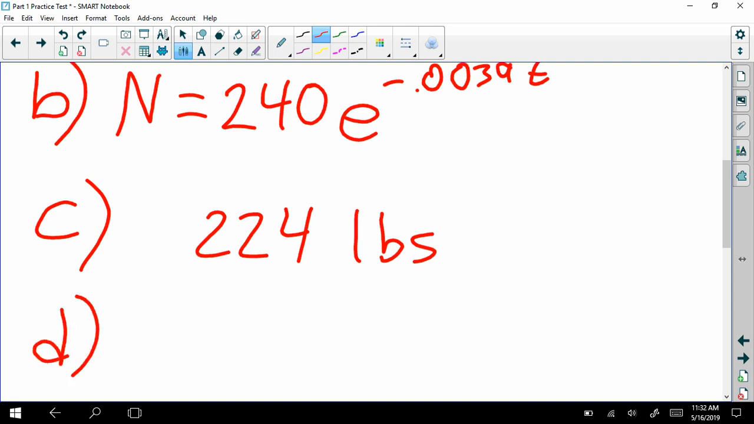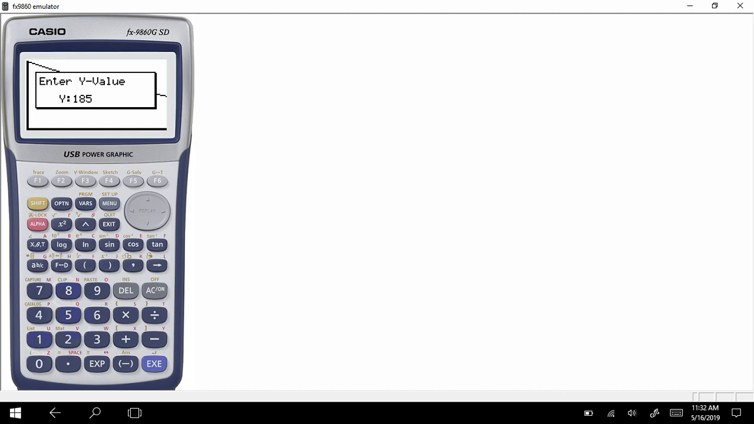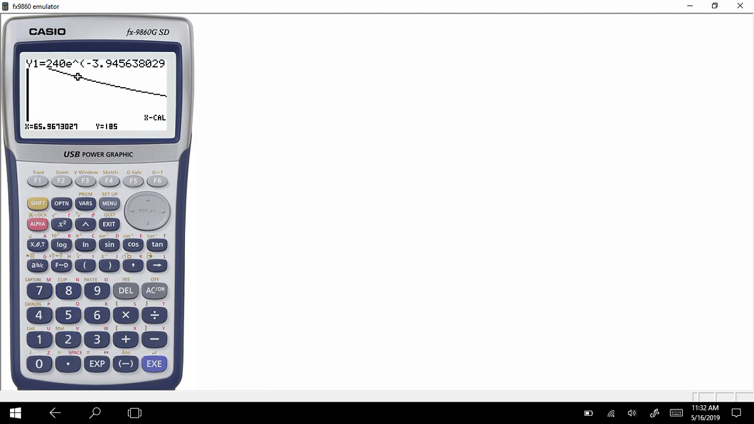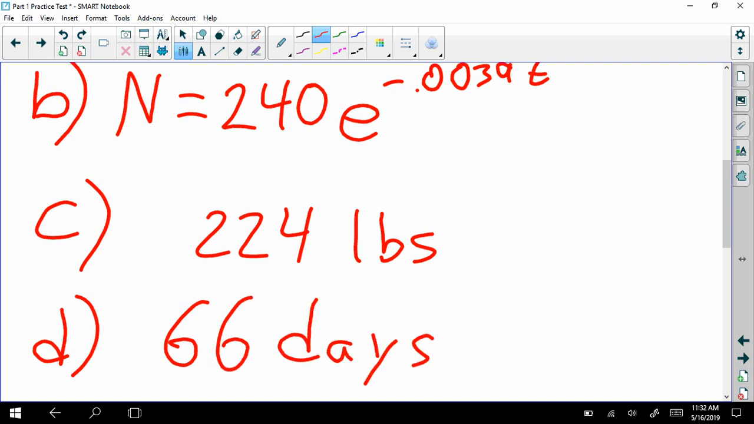Part B, when will you reach the goal of 185? Similar calculator steps. This time we've got to go G solve. We know the Y, so we're doing an X calc. And the Y is 185. That's his goal weight. And then looking at that, that's 65.967, so 66 days. I think if you used rounded on this one, 66 days. If you used rounded, you would have got 67. I prefer you use exact.